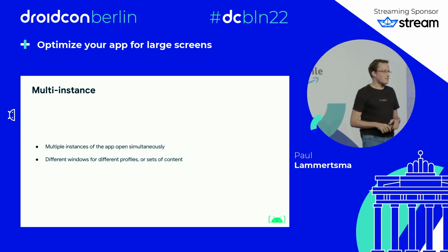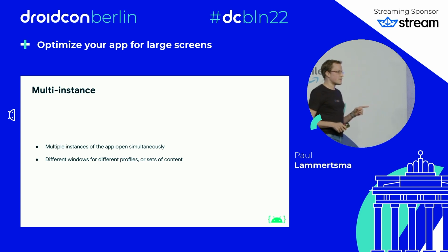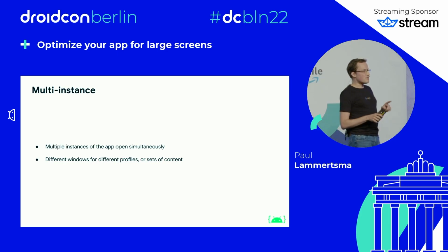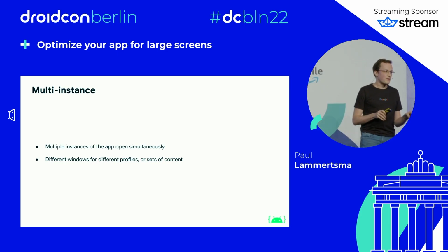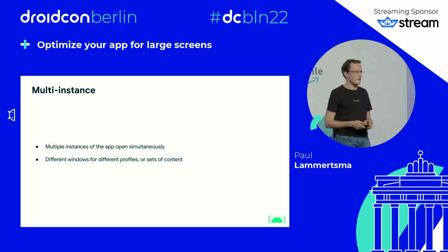Apps that have distinct sets of content can support multiple instances of the same app simultaneously. We can make good use of multi-instance here. It allows the users to effectively have two different windows for different content and different accounts, for instance, or different profiles. And we actually saw some good examples of that with Francesco and Cesar's session this morning in productivity apps.